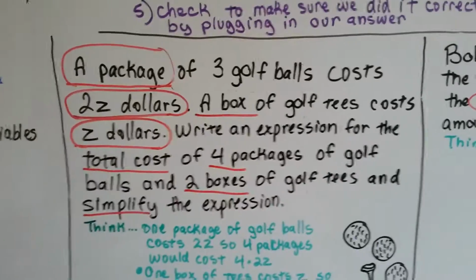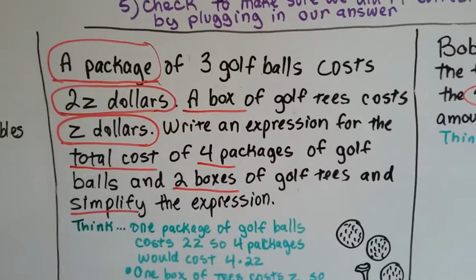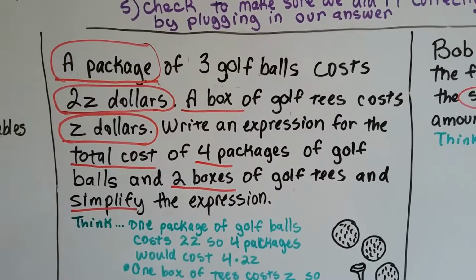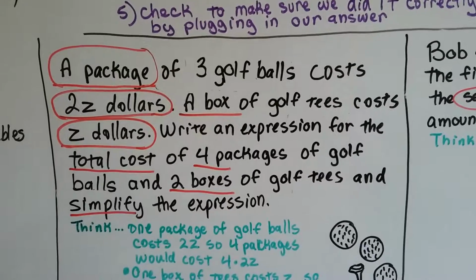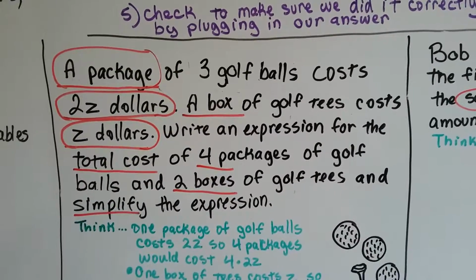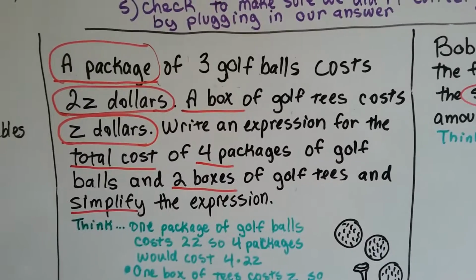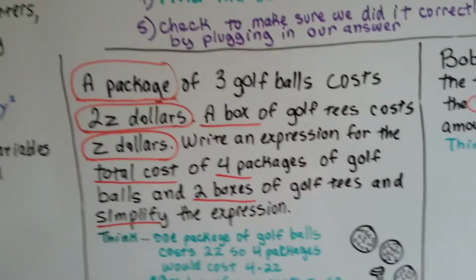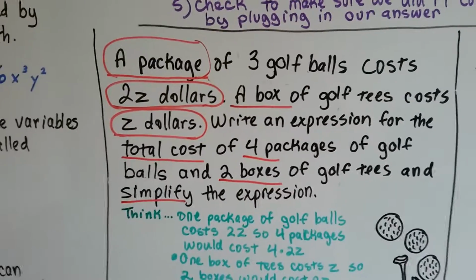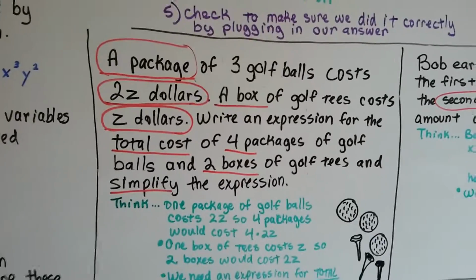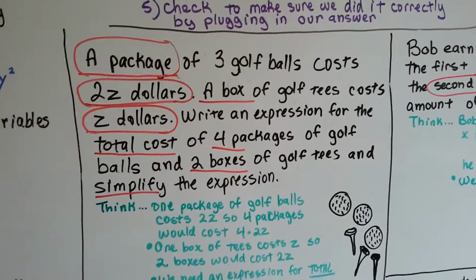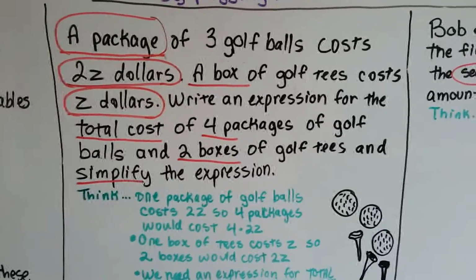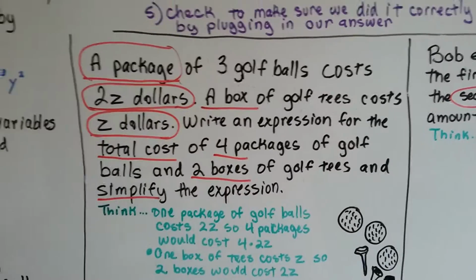So take a look at this messy word problem. It's because I circled and underlined some important words. A package of 3 golf balls costs $2z. A box of golf tees costs $z. Write an expression for the total cost of 4 packages of golf balls and 2 boxes of golf tees and simplify the expression. All right, so what's important? A package is 2z, right? And a box is z, all right? So we need the total cost of 4 packages and 2 boxes. See that? And we need to simplify it, all right?